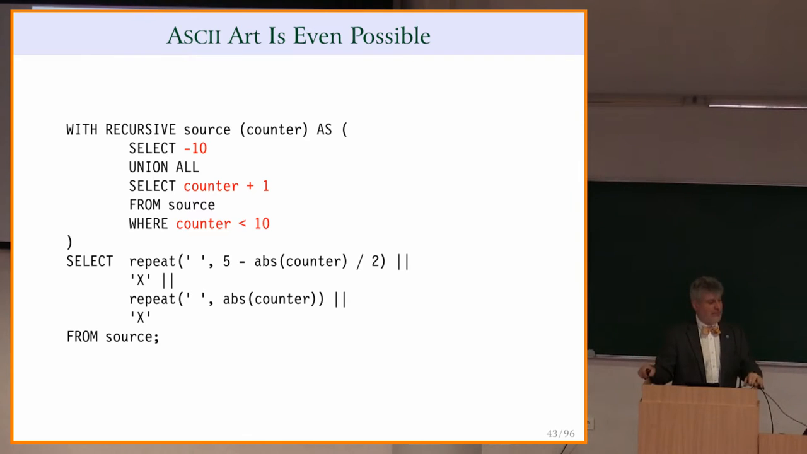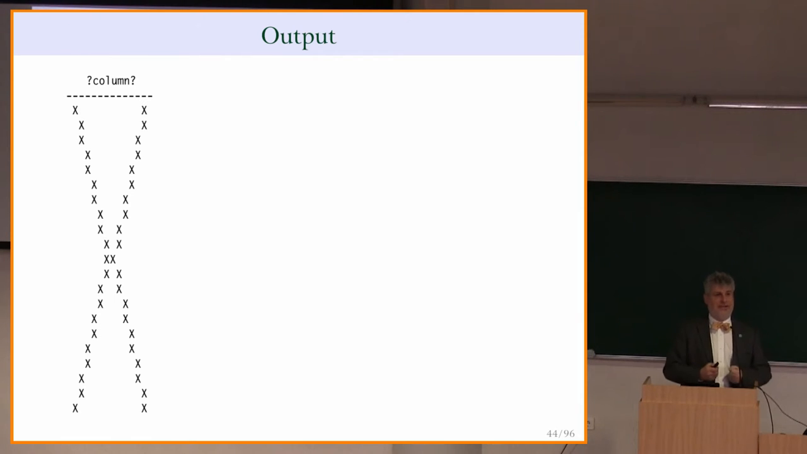I can do other cool stuff. Here I am starting from minus 10 and going to 10. So my initial value is minus 10, and I'm incrementing it and going to 10. Then I'm going to print a variable number of spaces. You can see where this is going. And then I'm going to print an X. And then I'm going to print another variable number of spaces, and I'm going to print another X. And when I'm done, I get, woohoo, an X.